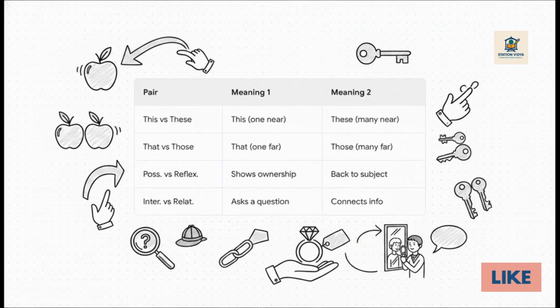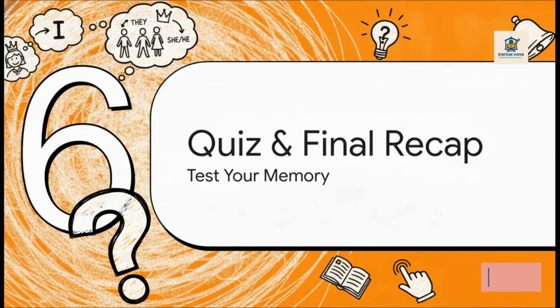Next up, possessive pronouns show ownership, like saying mine, while reflexive pronouns always bounce back to the subject doing the action, like myself. And lastly, interrogative pronouns are basically detectives. They ask questions. While relative pronouns are more like glue, they connect bits of information right in the middle of a sentence.